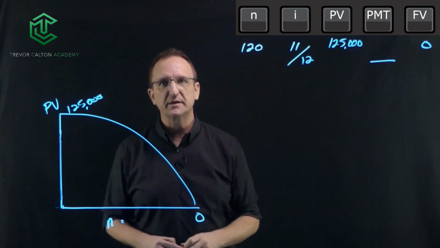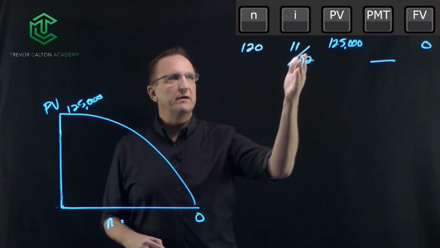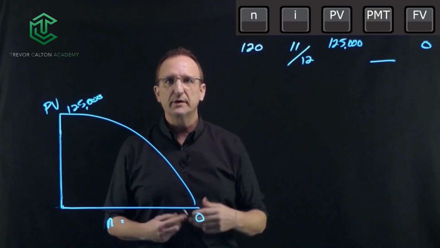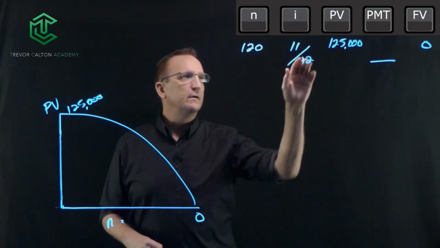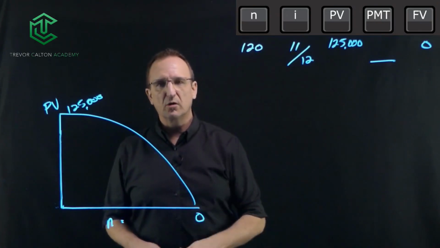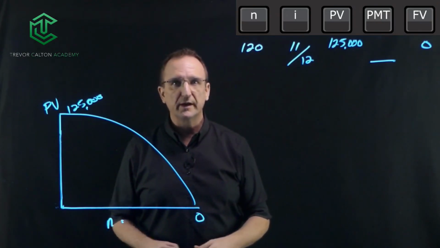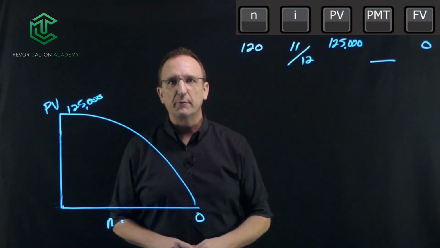We just multiply 10 years by 12, and that's 120 months. We also have an 11% annual interest rate, but again, it's monthly, so we divide that one by 12. And $125,000 is our present value. 0 is our future value because we want the fully amortizing payment. And we're going to be solving for payment.